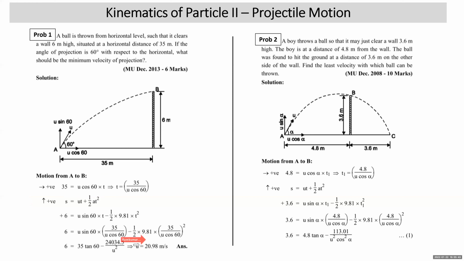So you have seen that we solved the problem. We got the initial velocity of projection by simply writing the equations of rectilinear motion in the horizontal and vertical directions. In the same manner, each and every problem will be solved. You got u as 20.98 meters per second.